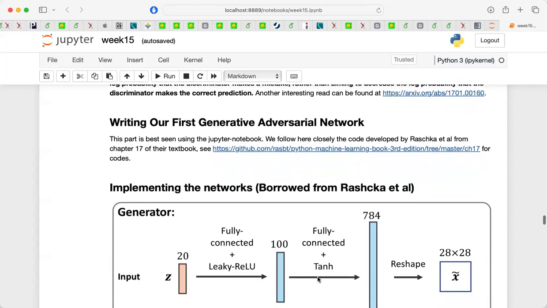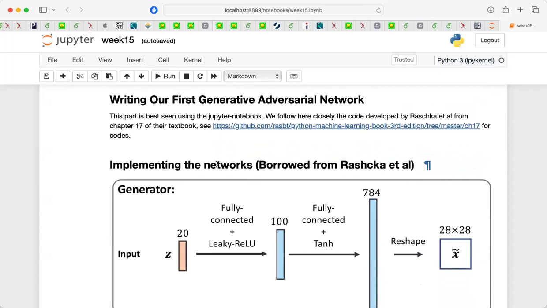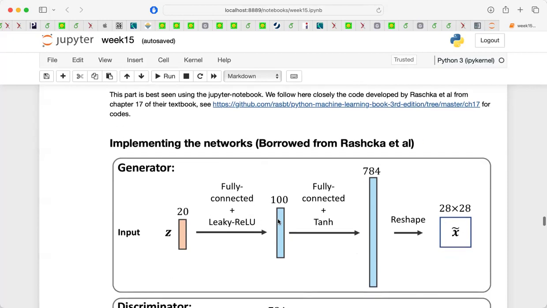So this code contains two networks, and these are just the standard feed-forward neural networks. And these feed-forward neural networks contain a standard leaky ReLU function. It has a given number of hidden nodes, and it contains just one hidden layer with 100 nodes here.